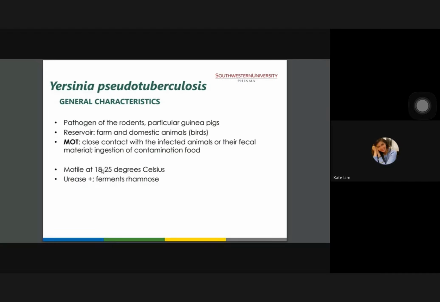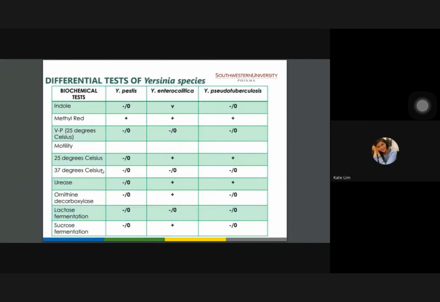And other than that, your Yersinia pseudotuberculosis also ferments this type of sugar, and that is rhamnose. Okay, so right in front of you is the differential test between your Yersinia species, from your IMViC reactions down to your temperature sensitivity tests, to your urease and then your enzymes, and the ability of these bacteria to ferment sugars like your lactose and sucrose. So please take note of the following. This is found in your Bailey and Scott's.